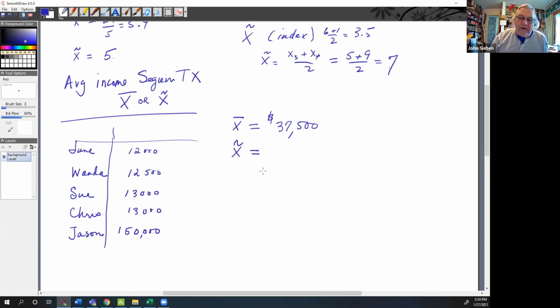What if we were reporting X tilde instead of X bar? I wrote these so that they're ordered so that we can do this real quick. X tilde, I've got 1, 2, 3, 4, 5. So the index for X tilde would be 5 plus 1 over 2, which is X3, this one right here. So X tilde would be $13,000 a year. Does that average give a truer picture of what is going on in my backyard? Of course it does.